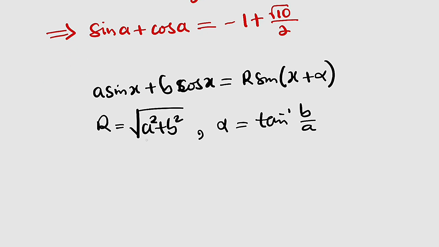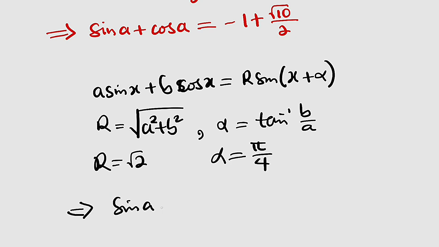So since A is 1 and B is 1, 1 squared is 1, B squared is still 1. 1 plus 1 is 2, therefore R is equal to the square root of 2. And alpha will be equal to what? Tan inverse of 1 divided by 1, which is pi divided by 4. This implies that sine A plus cos A is equal to R, which is root 2, then sine of what? That x, but x in our situation is A, then plus alpha, which is pi divided by 4.